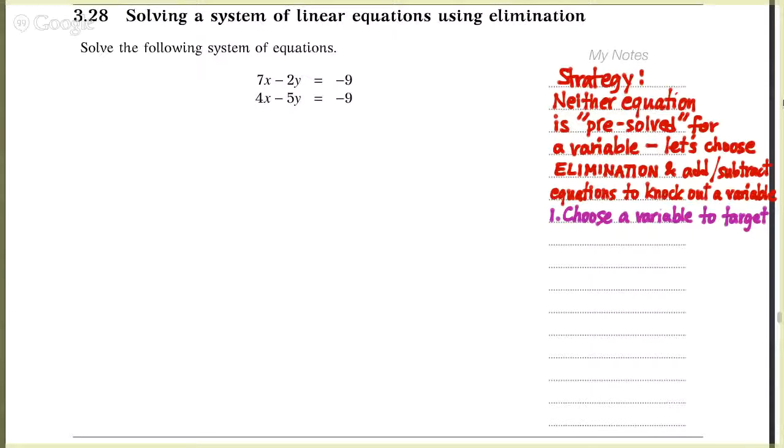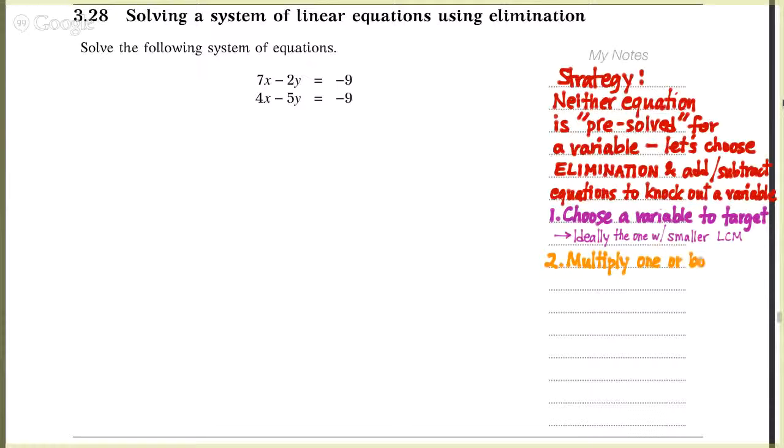So in elimination, the first step in the process is to pick one of the variables to target. That's going to be the variable that our elimination step is going to wipe out, either the x or the y. How do we choose? Well, I like to choose the variable which has coefficients that have a smaller least common multiple. That's going to give us smaller numbers to work with when we do the knocking out process.